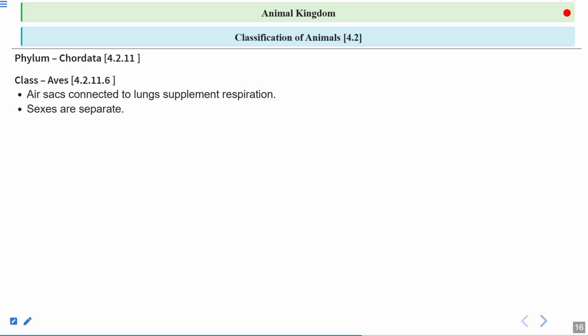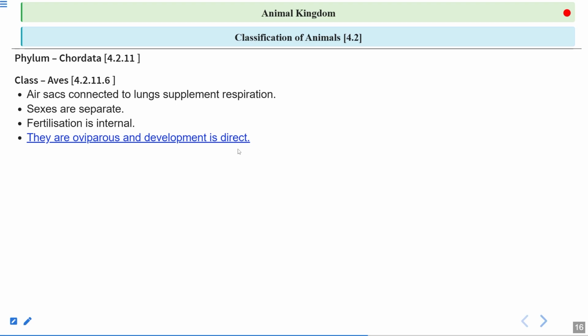Sexes are separate. Male individual and female individual are separate there. Fertilization is internal. Like reptiles, birds are also having the internal fertilization. They are oviparous. Oviparous means they lay eggs and the development is direct.